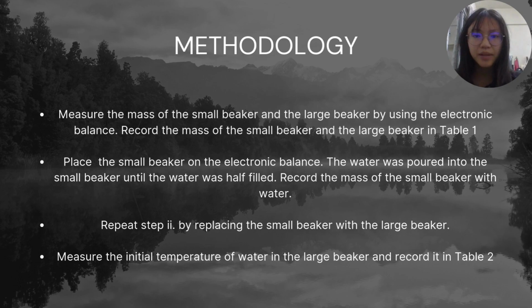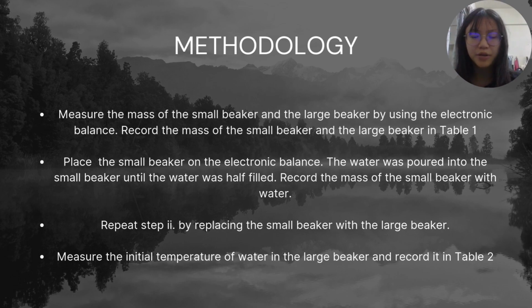Place the small beaker on the electronic balance. The water was poured into the small beaker until the water was half filled. Record the mass of the small beaker with water. Repeat step 2 by replacing the small beaker with the large beaker.